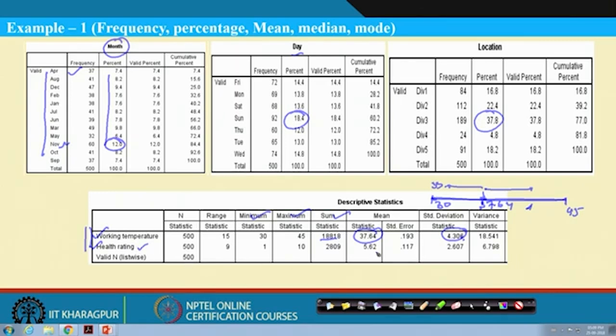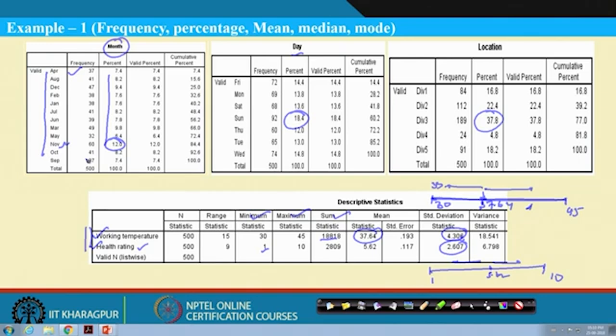But if you see health rating, the minimum value is 1, the maximum value is 10, and its mean value is almost the middle point 5.62, and its deviation is 2.6. So, this side 2.6, this side 2.6, in this sense you will be right. So the mean will give you the central tendency, and variance or standard deviation give you the dispersion. And this you will get when you have the data in the numeric scale. When you have data in the categorical scale, you will get the frequency values and some probability values or the percentage occurrences, and accordingly you can take the decisions.